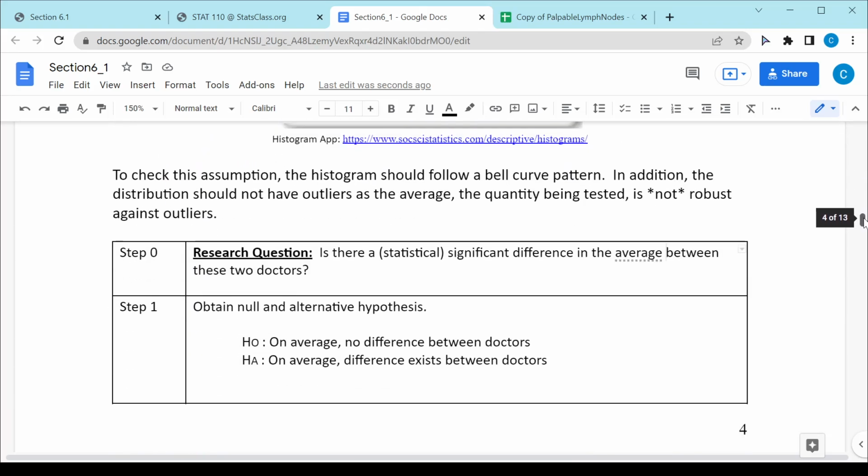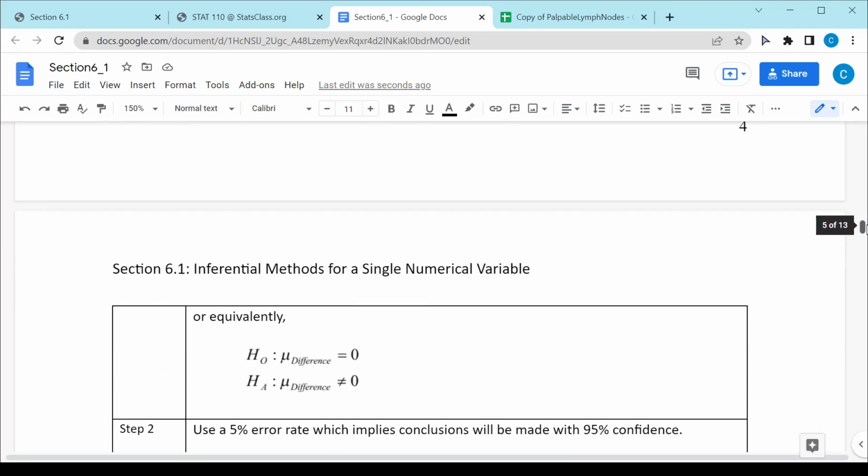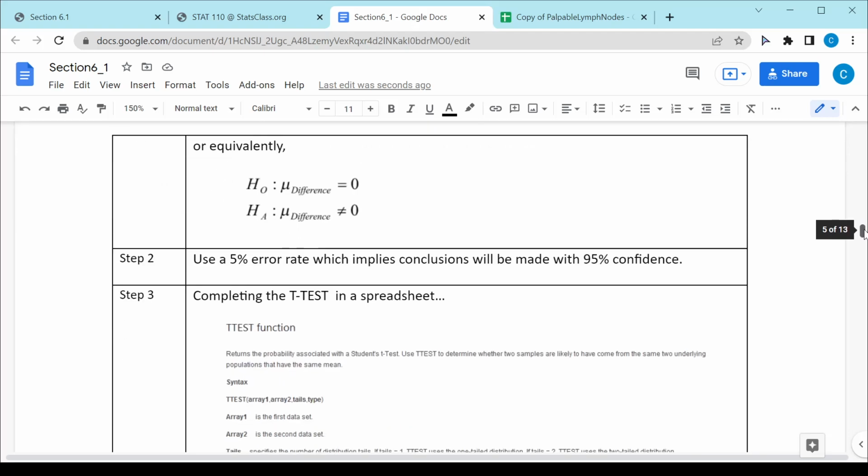So when I take my research question and I turn it into something that I need to test, I'm going to test my data values against 0 here. I'm going to need this quantity right here when I do my test inside my spreadsheet. So we'll do that next. We're going to use the standard 5% error rate here.